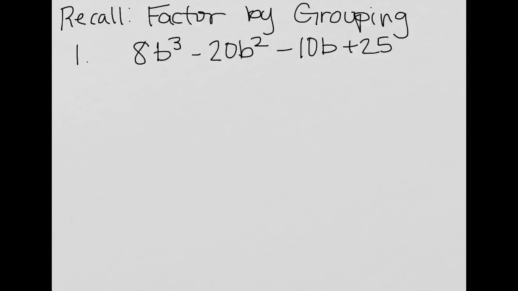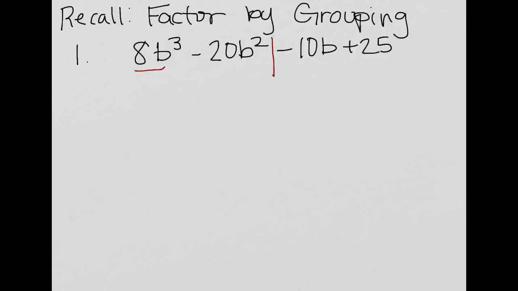The first thing I want you to do is to remember when we talked about factor by grouping. We do this when we have 4 terms. And the first thing we do is look for a GCF all the way across. But I don't see anything that will go into 8, 20, 10, and 25. So I'm going to go ahead and split my problem down the middle.